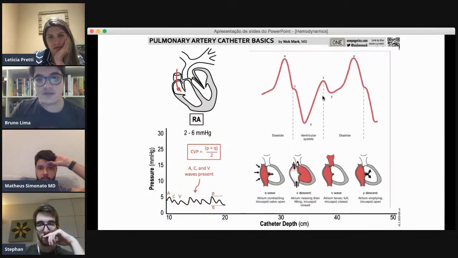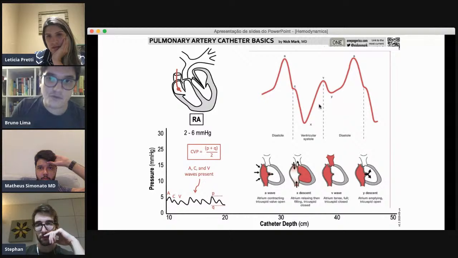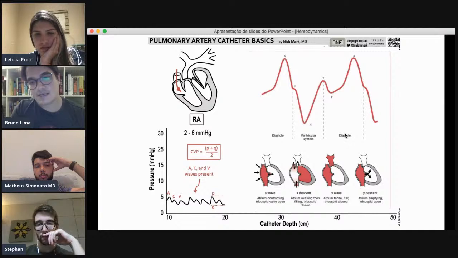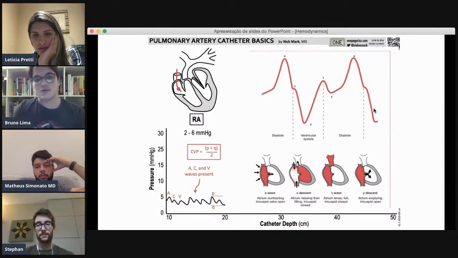Usually the V wave is not greater than the A wave. But if the patient has tricuspid regurgitation, they can have huge V waves. It's just regurgitant volume going from the ventricle to the atrium here. And then from the V wave, we get the Y descent, which is the atrium emptying with the tricuspid open again. And then the A wave, and the cycle goes on, okay?